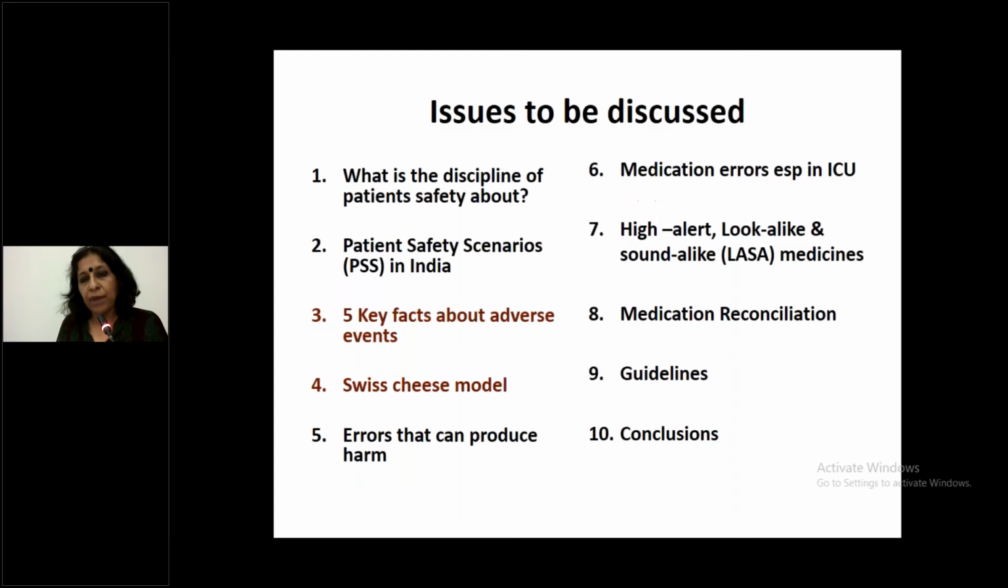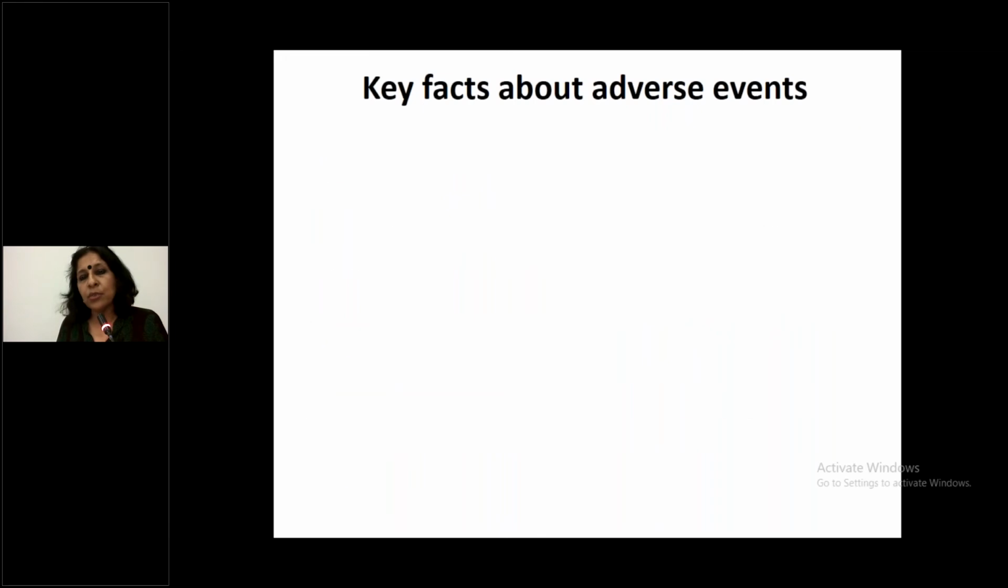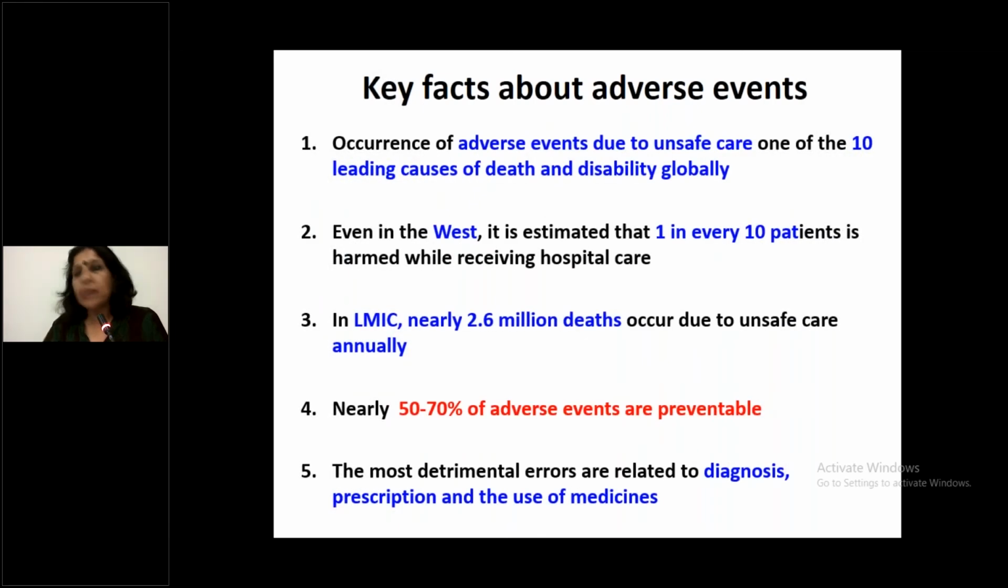prevent error is divine. So we talk about how adverse events still occur. What is the Swiss cheese model? Occurrence of adverse events, like I said, is pretty common, more than what we all think. It is one of the 10 leading causes of death and disability globally. Even in the West, every 1 in 10 patients gets harmed while receiving hospital care. In low and middle income countries, almost 2.6 million deaths occur annually because of unsafe care. The sad or heartening part is that 50 to 70% of these adverse events are preventable.